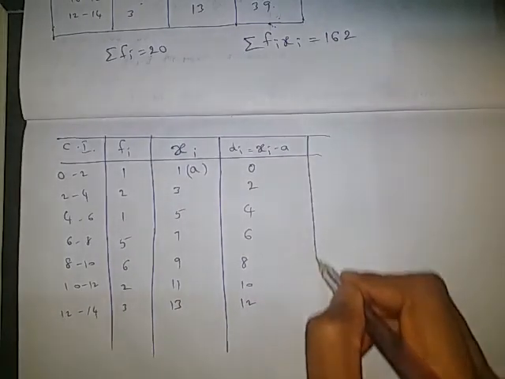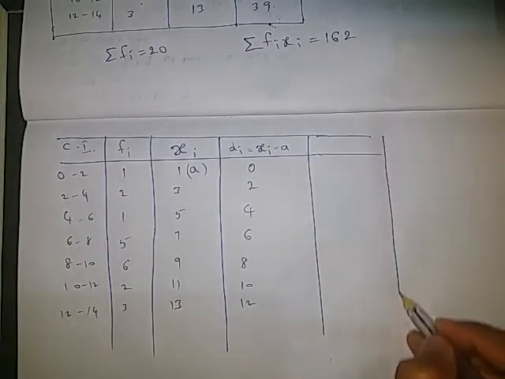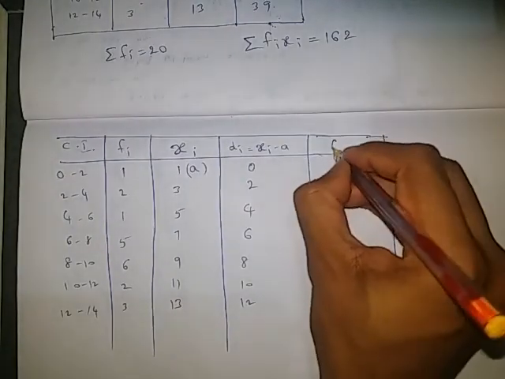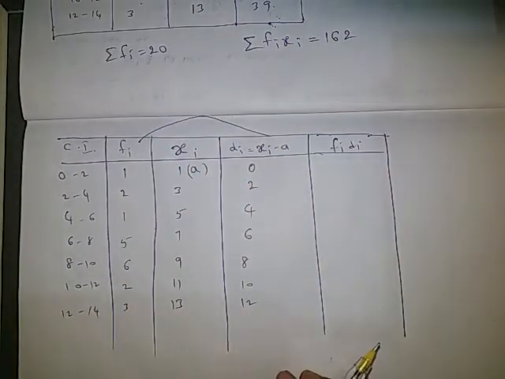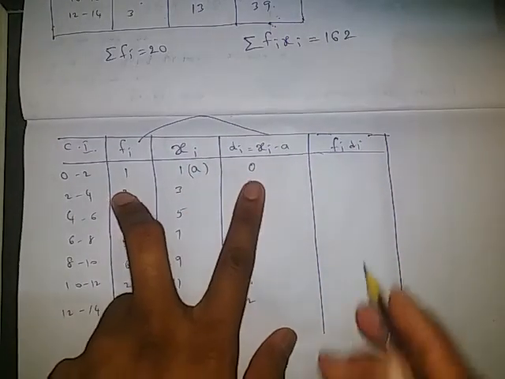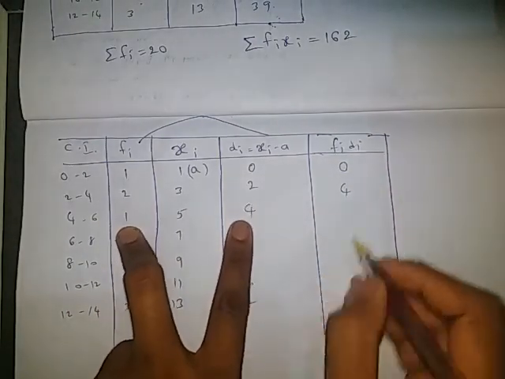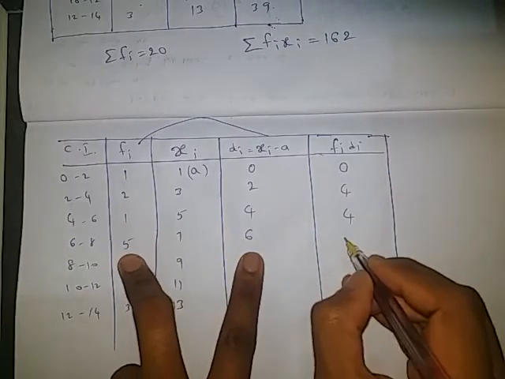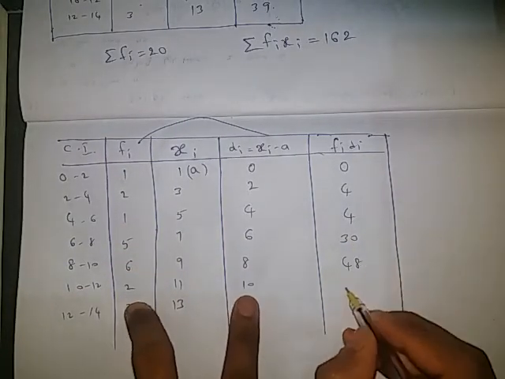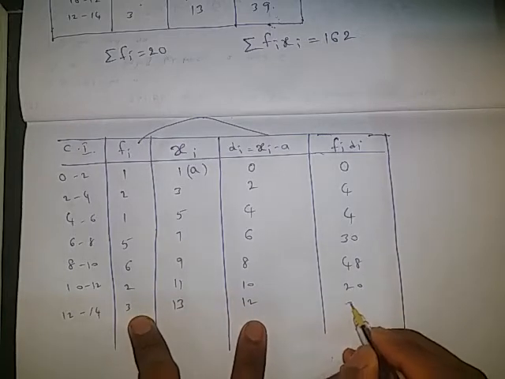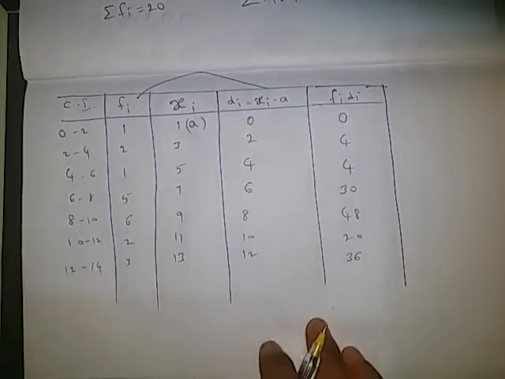After finishing this di column, one more column is there, that is fi di. Fi di is nothing but the product of these two. Let us check once. 1 into 0, 0. 2 2s are 4. 1 4 is 4. 5 6s are 30. 6 8s are 48. 2 10s are 20. 3 12s are 36. So again here also it is the same.